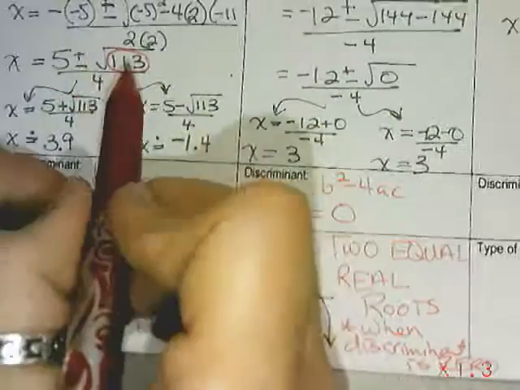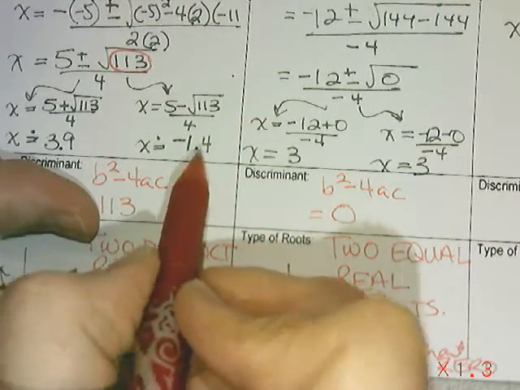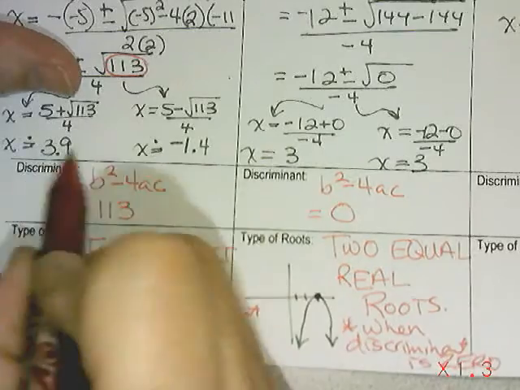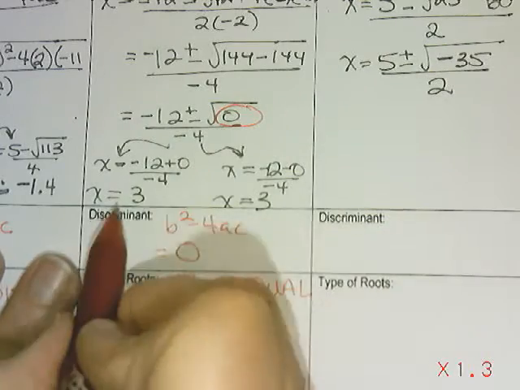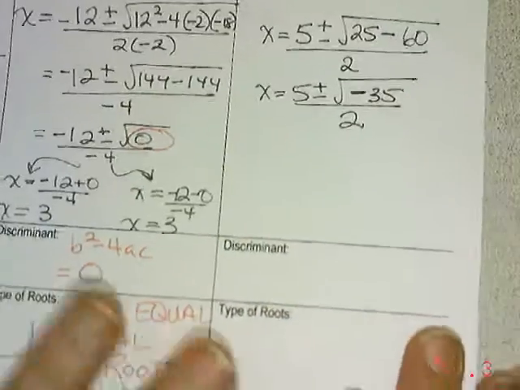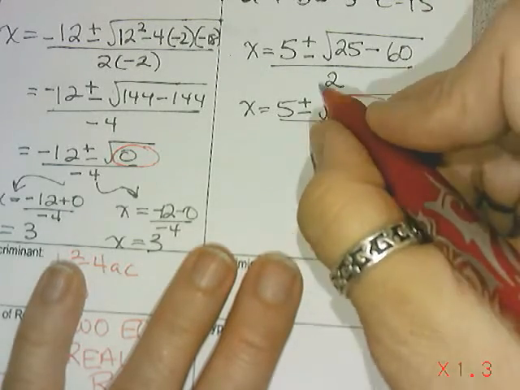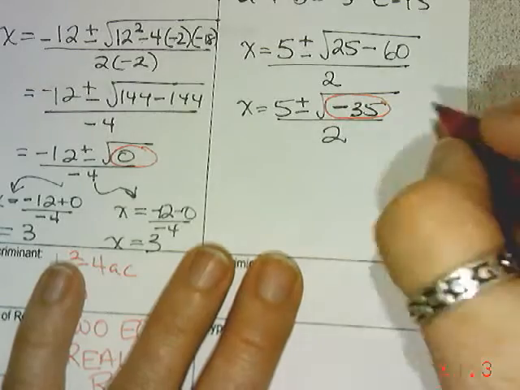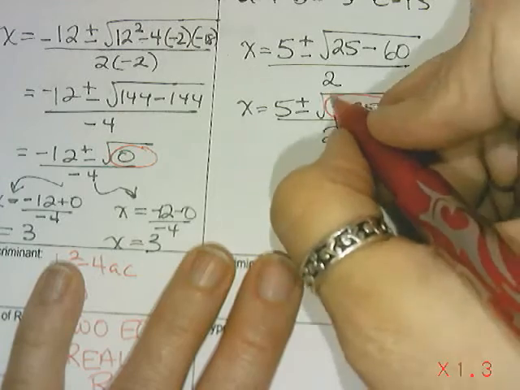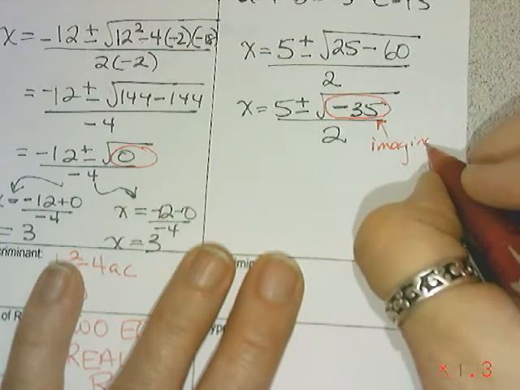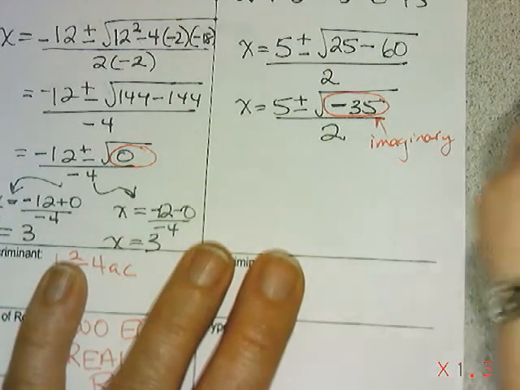Now, when I had a discriminant that was a positive number, I could take a square root and get two distinctly different real roots. When I had my discriminant be a 0, then I had two identical real roots, but this is an imaginary number. I cannot take the square root of a negative number in the real number system. This is an imaginary number, the square root of negative 35. And not imaginary like Peter Pan Fantasyland imaginary. I'm talking about a number in the imaginary number system.